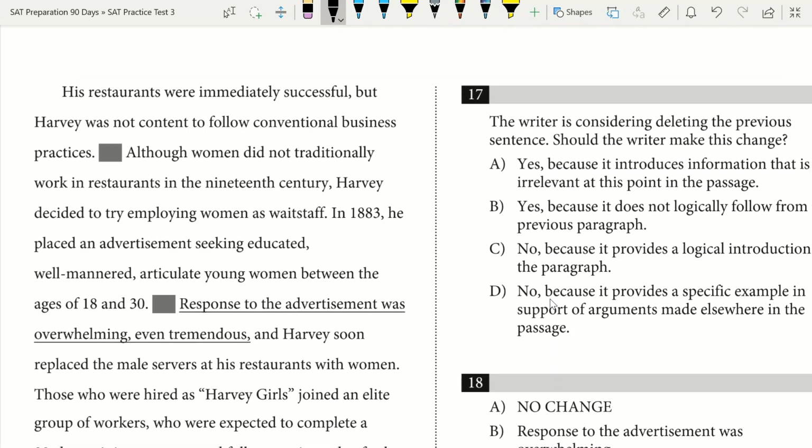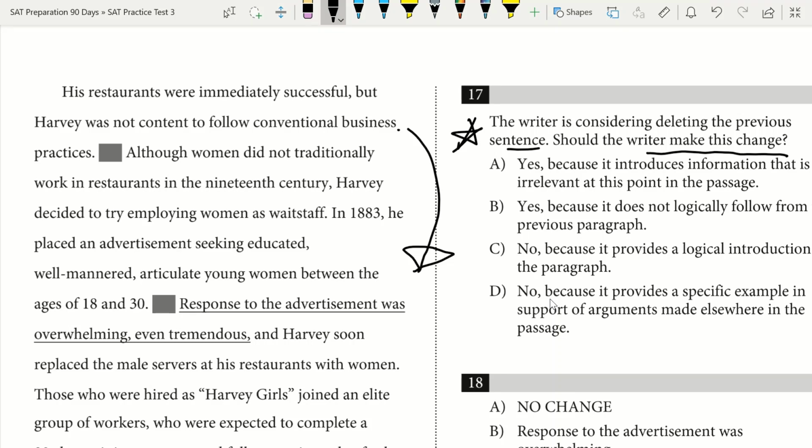All right, we're accustomed to receiving in transit. His restaurants were immediately successful, but Harvey was not content to follow traditional business practices. The writer's considering deleting this sentence. Should the writer make this change? Well, as far as what I can tell, we want to make sure that it's introducing what follows, okay? It didn't do a fantastic job of transitioning, but that's not what we're questioning here.